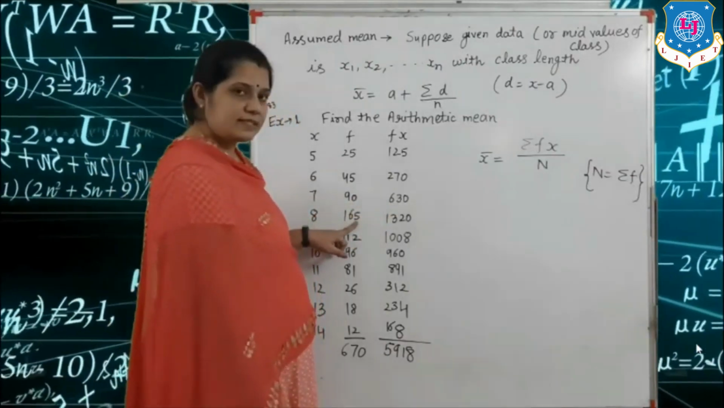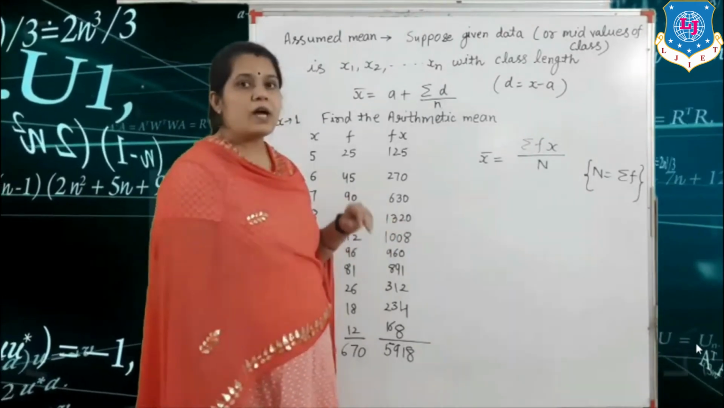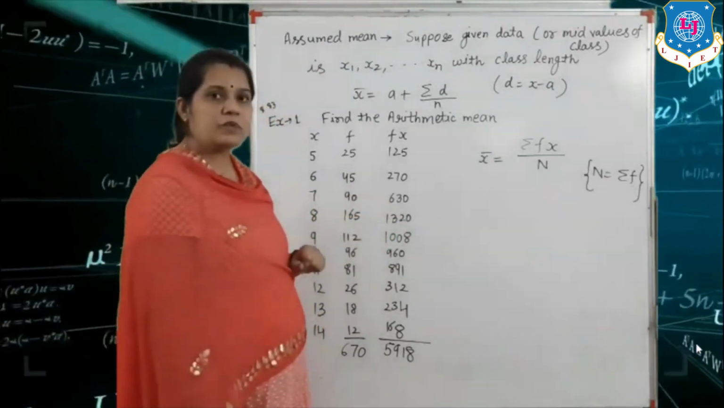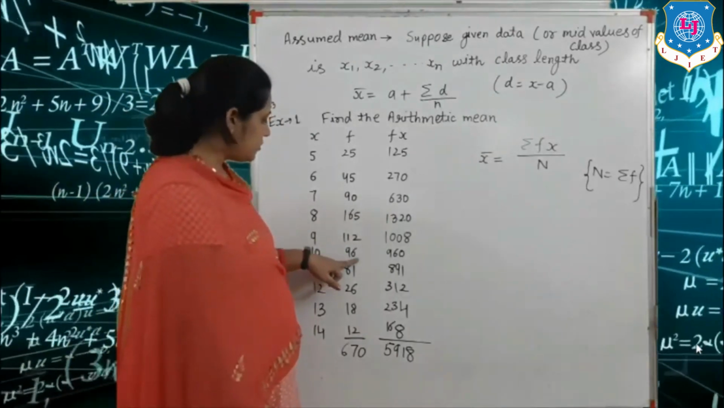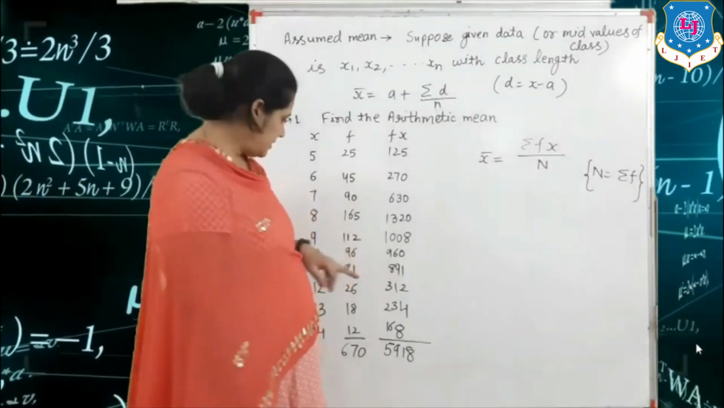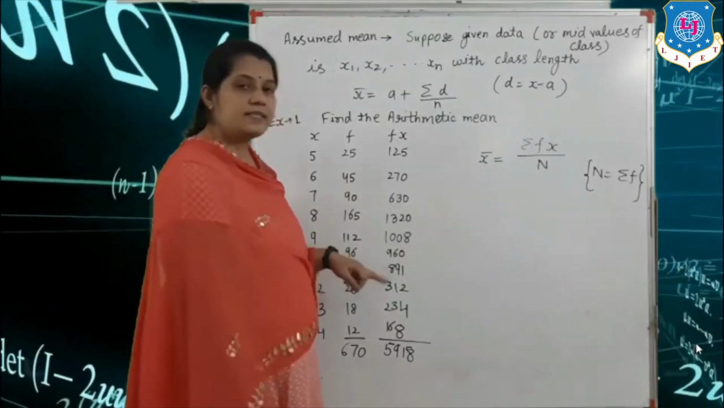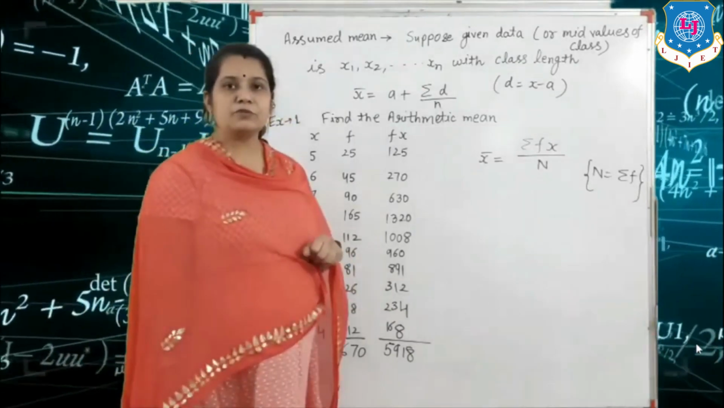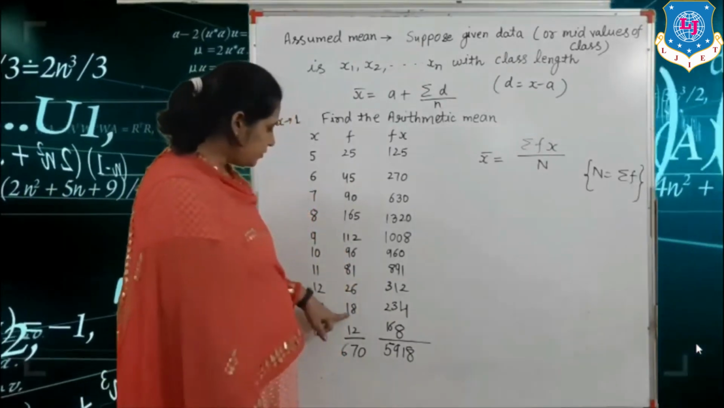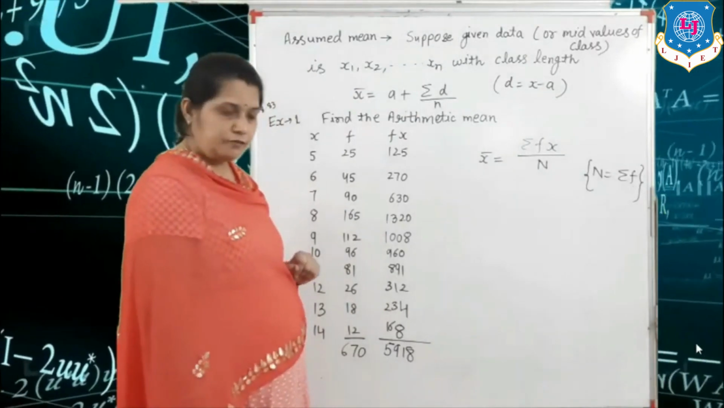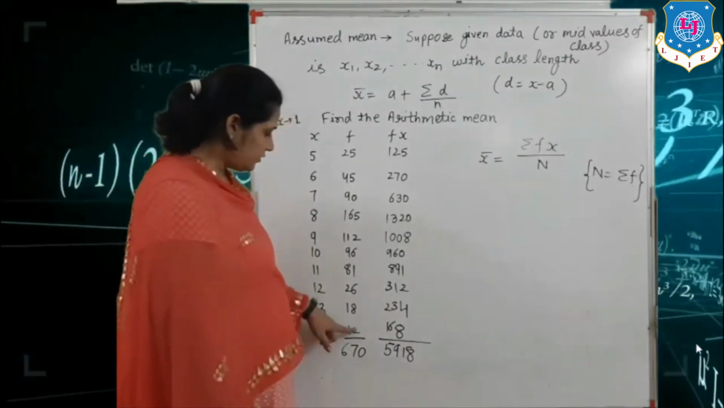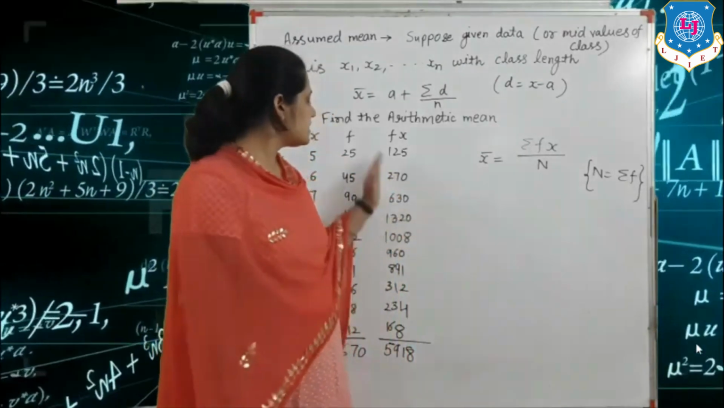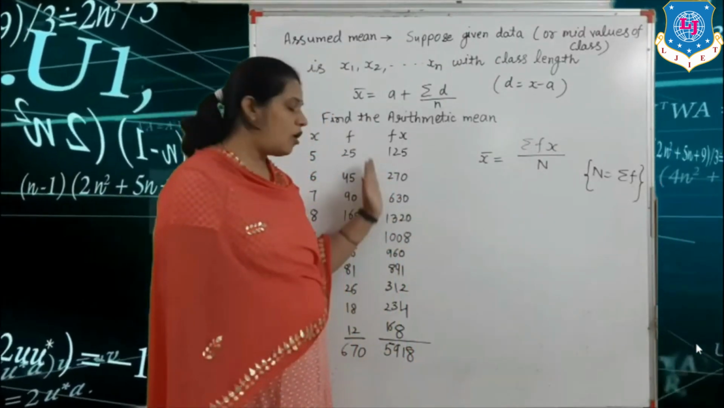8 into 165 is equal to 1320. 9 into 112 is equal to 1008. 10 into 96 is equal to 960. 11 into 81 is equal to 891. 12 into 26 is equal to 312. 13 into 18 is equal to 234. And the last value is 14 into 12 is equal to 168. Okay, so this is the value of f into x.